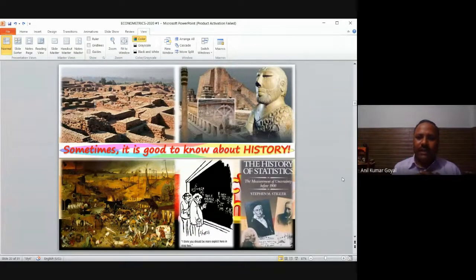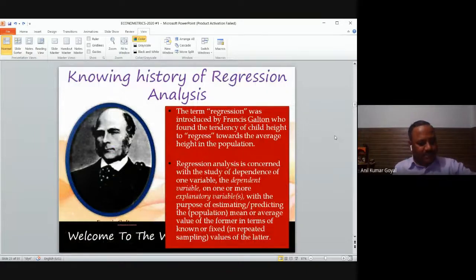Sometimes it is good to know about history, so some historical facts we will also discuss. Always we talk about regression, but what is regression? Who gave this term? The term regression was introduced by Francis Galton, who found the tendency of child height to regress towards the average height in the population. So the child's height depends on the average height of the population. Regression analysis is concerned with the study of dependence of one variable, the dependent variable, on one or more explanatory variables, with the purpose of estimating and predicting the average value of the former in terms of known values of the latter. So who gave the term regression? This is Francis Galton.